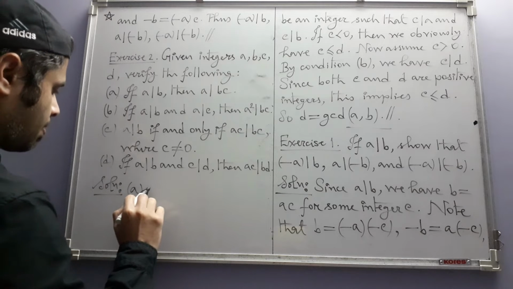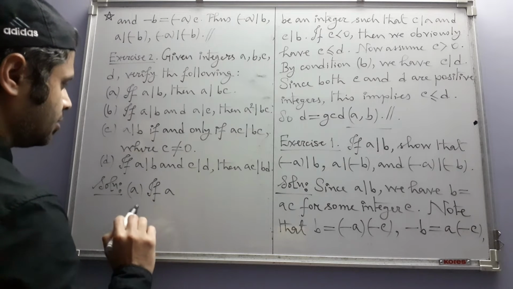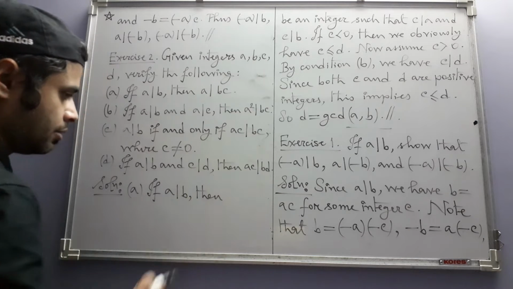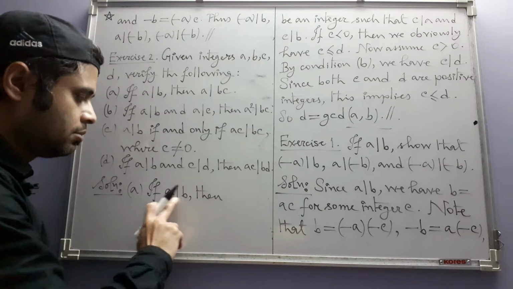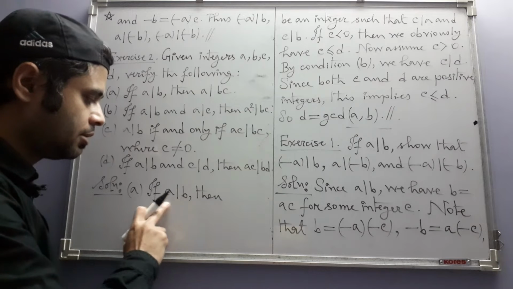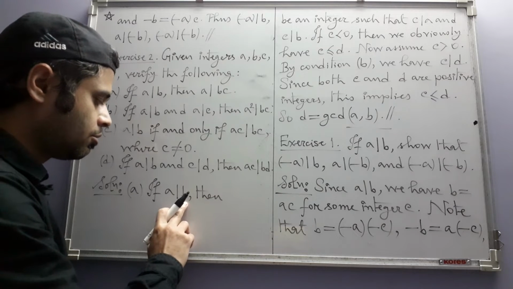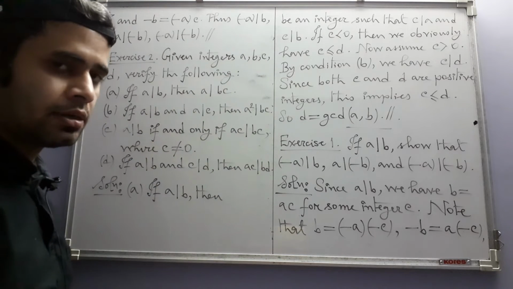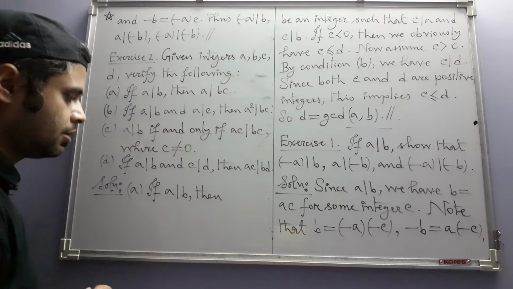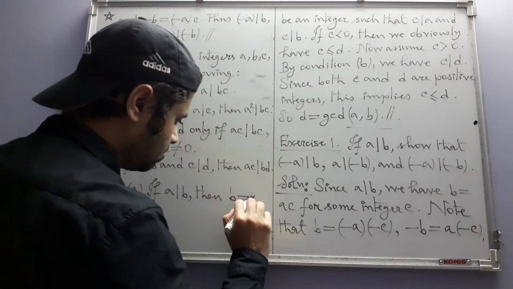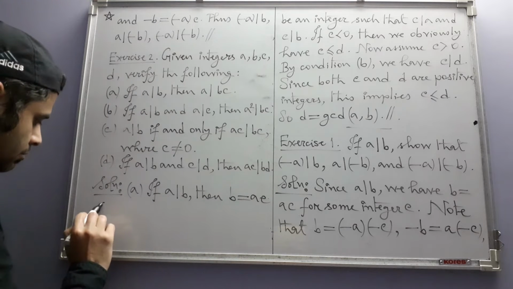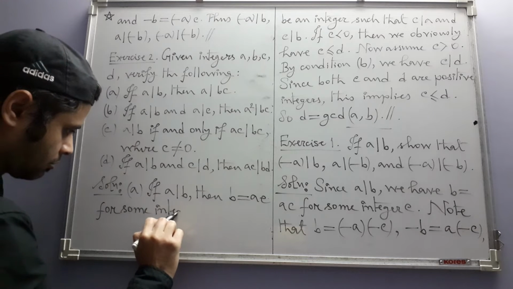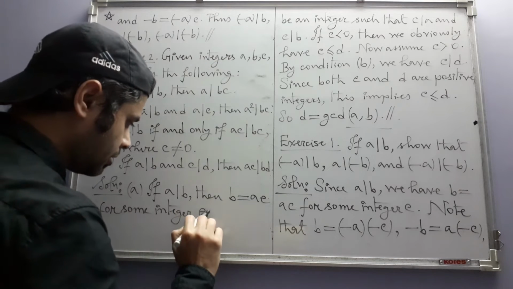A. If A divides B, then now in translating this divisibility relation into an equation, don't suddenly write B equal to AC, because the integers A, B, C and D have already been taken. So take something else. Say B equal to AE for some integer E.